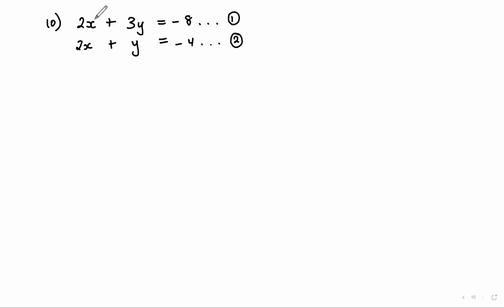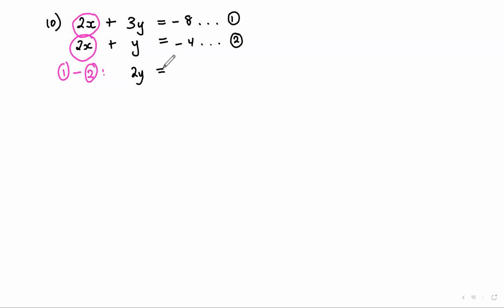All right, so again, I have 2x and 2x, right? So once you have the same coefficient, you could go ahead and eliminate. And on top of that, it's the same sign because they're both positive. So I'll say equation 1, take away equation 2. 2x take away 2x is 0. 3y take away y is 2y.